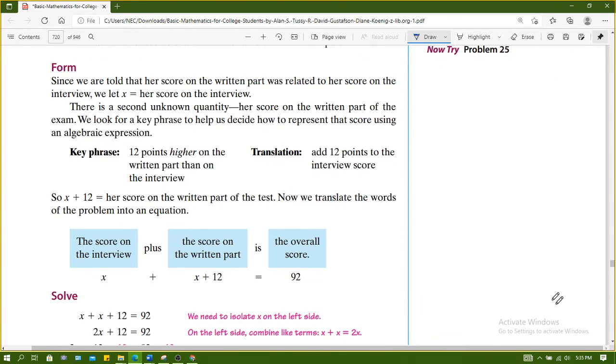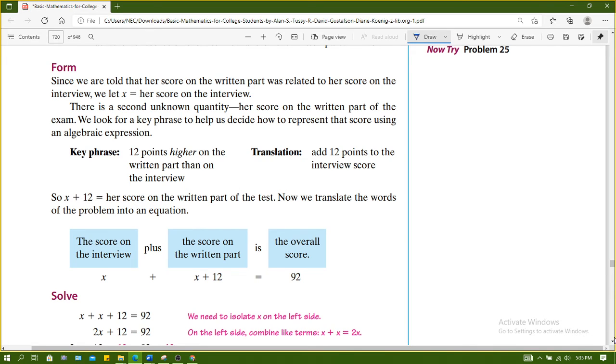So let X her score in the interview. And then the second unknown quantity, her score on the written part of the exam. We look for a key phrase to help us decide how to represent that score using an algebraic expression. So it was said 12 points higher on the written part than on the interview. So add 12 points to the interview score. So since you are using X as your interview score, you add 12 to that variable to get your written part score. Okay? So her score on the written part is the interview plus 12.